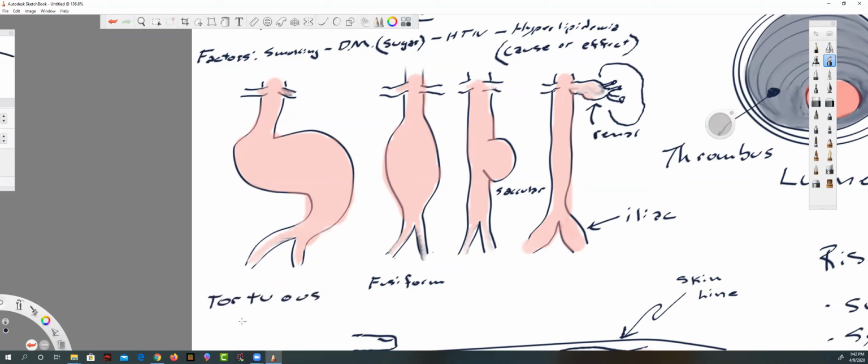Tortuous. Oh, that's not three different words there. It's just tortuous, as in like tortured, and that's literally where the word comes from.